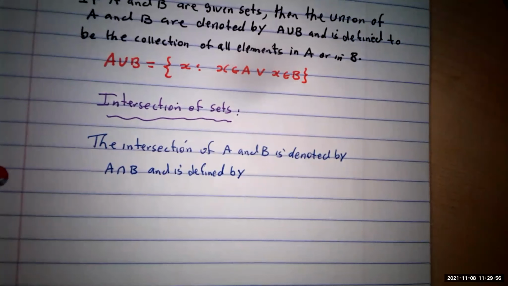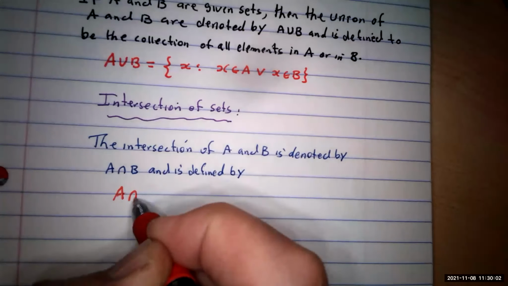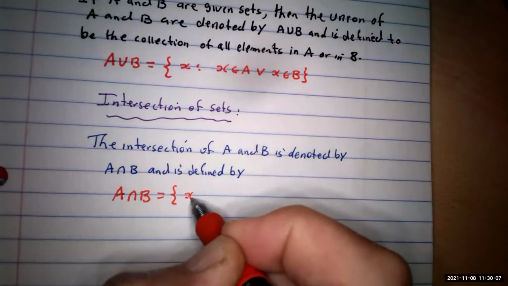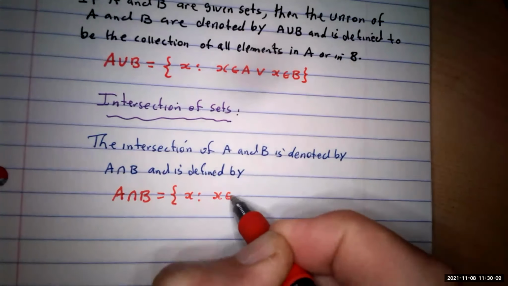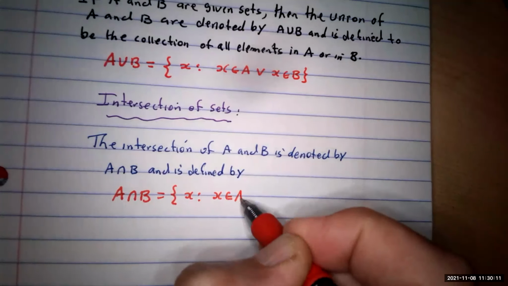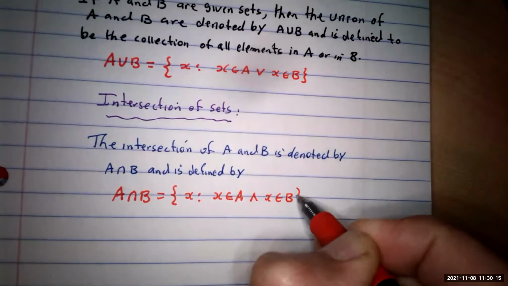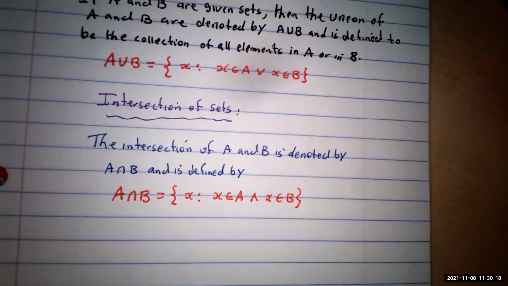The definition is the members that are in both of them. So A intersect B is equal to the x such that x belongs to A and belongs to B. It must be in both sets to be in the intersection. So that's the intersection. Any question?